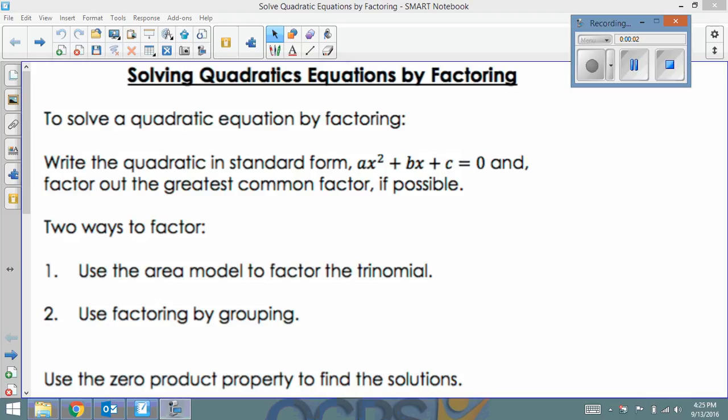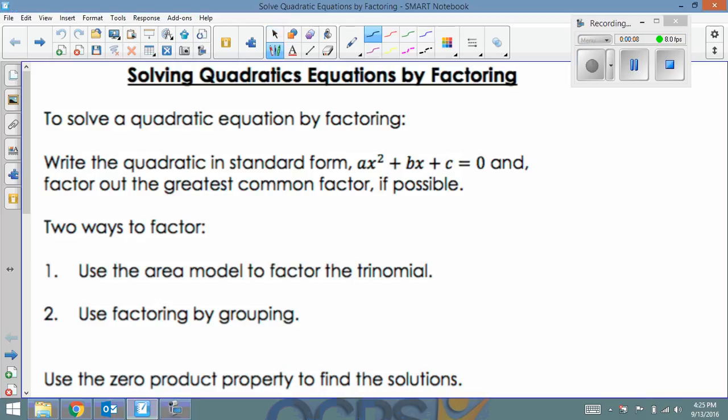So today we're going to talk about solving quadratic equations by factoring. Okay, there are multiple ways we can solve it. The first thing you have to do when you're solving quadratic equations by factoring, or by any method in that case, is we need to write them in standard form. Standard form is ax squared plus bx plus c. Okay, a, b, and c are just your coefficients, so we need to make sure we have those.